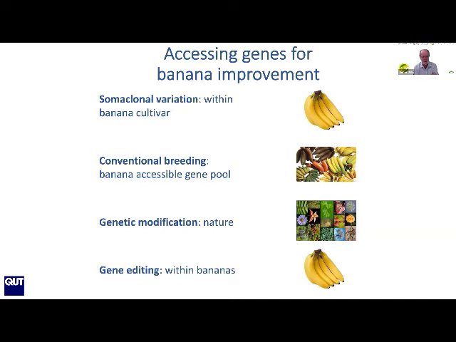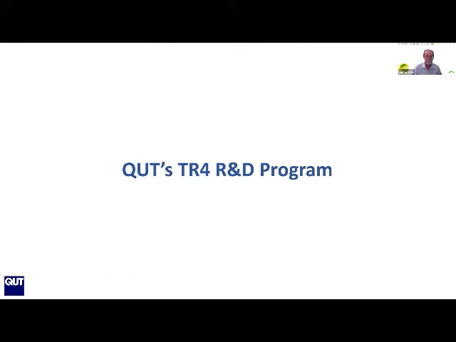For conventional breeding, the genes can be accessed from what's called the accessible gene pool. So from bananas, obviously, that can be crossed one with another. With genetic modification, there are really no limitations on where you can get genes from, and you can actually generate whole new genes. Gene editing is within bananas itself. So this is altering genes that already occur within bananas, or moving entire genes from one banana to another.